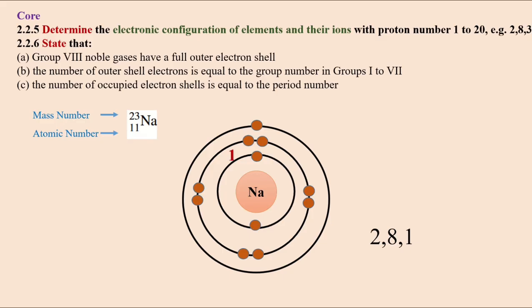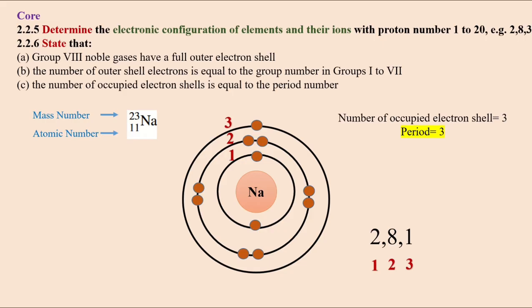So this sodium atom has 1, 2 and 3 occupied shells. We can also count them from the written electronic configuration: 1, 2 and 3. As this atom has 3 occupied shells, that is why its period number is 3. So the number of occupied shells is equal to the period number.